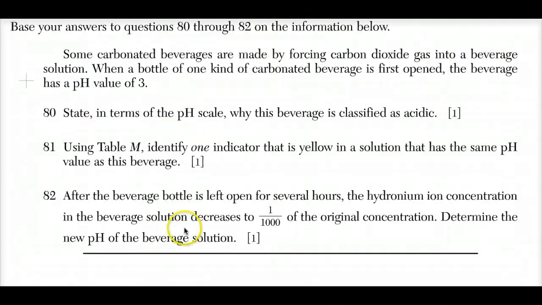Okay, number 80. Number 80, we have a little blurb here. Let's just go to the question. State in terms of the pH scale. So you've got to answer the question in terms of the pH scale. 7 is neutral, above 7 is basic, below 7 is acidic. Why is this beverage classified as acidic? Well, what's the beverage? It's a carbonated beverage. CO2 is forced into the beverage. Okay? When it's open, the beverage has a pH of 3. So 3 is below 7, so it's in the acidic range. It's just that simple. Number 80, let's go to the answer booklet.